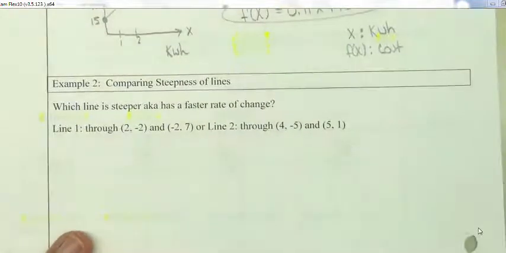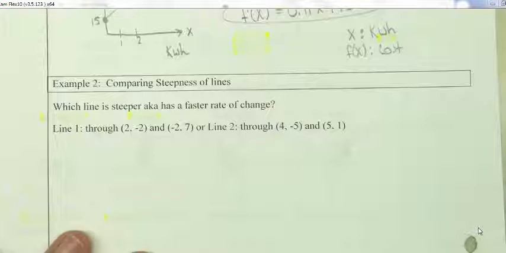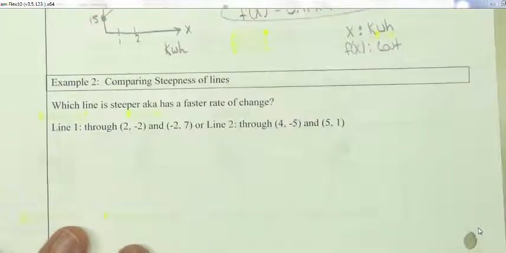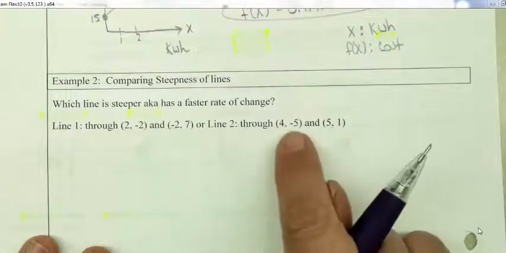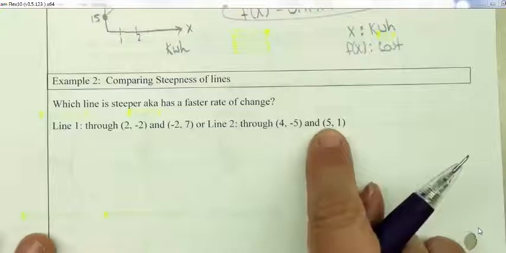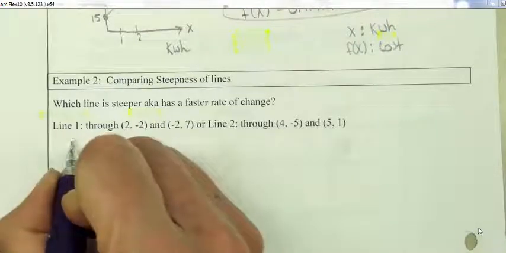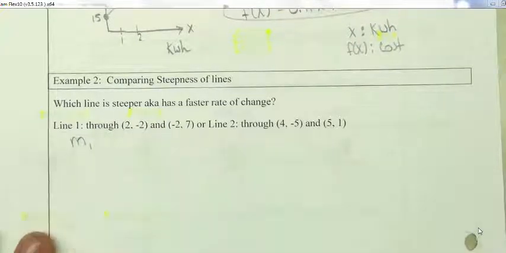Okay, comparing steepness of lines. Which line is steeper, aka has a faster rate of change? Alright, so let's see. I've got a line that goes through these 2 points and a second line that goes through these 2 points. Okay, so for line 1, I'll find its slope, and I'll call that slope sub 1.